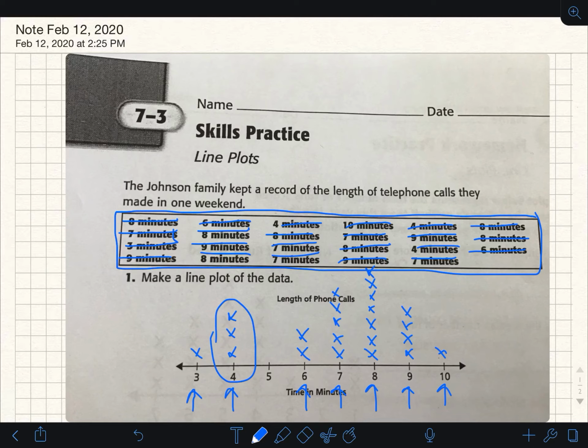When you have this kind of data, they're going to ask you how to find the median and the mode. If we were going to find the average, we'd be adding up the lengths of all the phone calls combined and then dividing by how many phone calls there are. But to find the mode, we find the most number of calls of a certain length. So we see that we have the most X's above the 8. So your mode would equal 8.